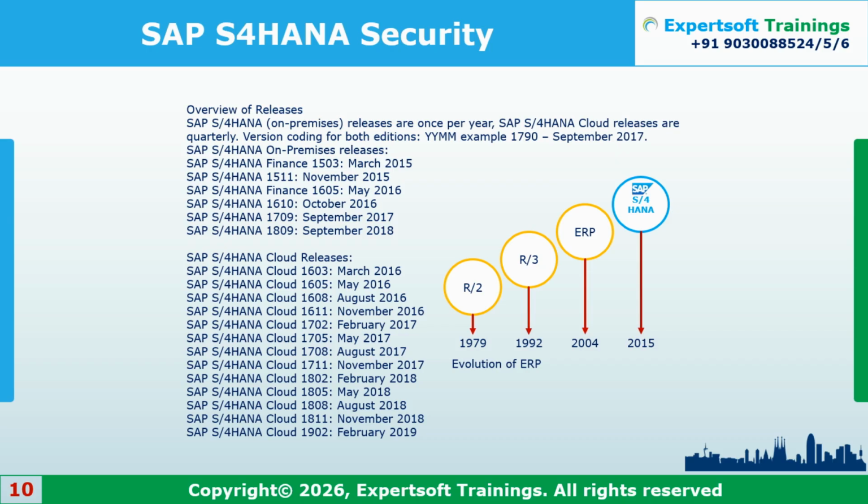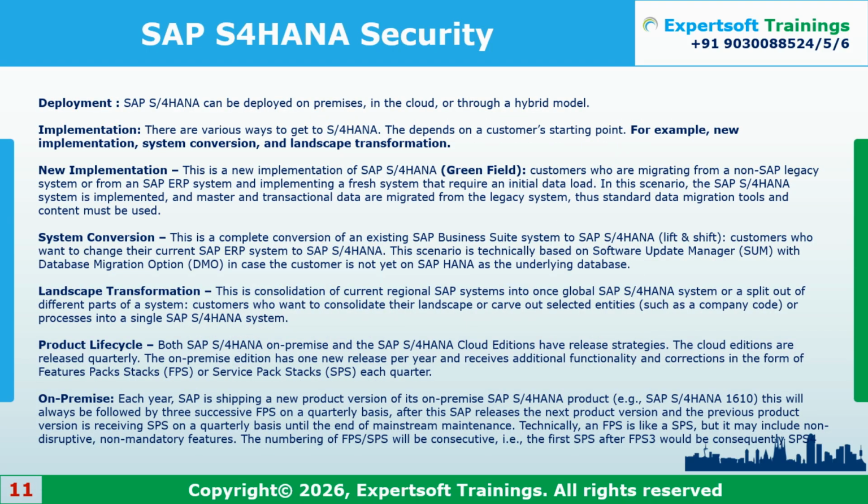Okay, and this is a system conversion. So how to get S4 HANA? We have different ways to get S4 HANA: new implementation, system conversion, and landscape transformation. New implementation is nothing but a greenfield. We can call it a greenfield.